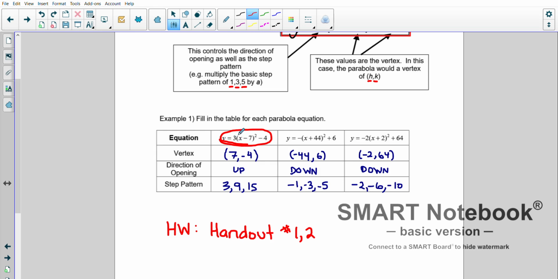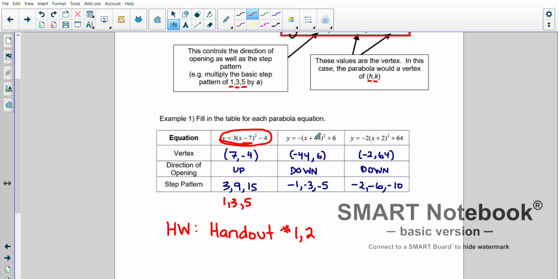So if you're looking at this, the vertex of this parabola is going to be the opposite of this number. So it's -7 here. The h value is actually +7. And this value as is. So it's (7, -4). It opens up because this value here, the a value, is positive. And then the step pattern you're going to get from taking the original step pattern and multiplying it by the a value. So if I multiply 3 by this, I get 3, 9, 15.